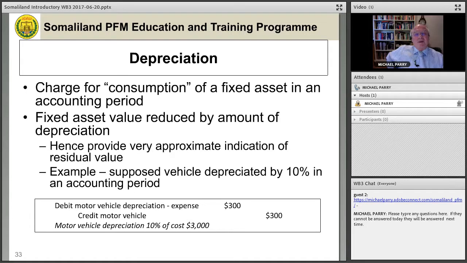Depreciation. Again, we haven't had any depreciation in our example, but it's something you'll be familiar with. Depreciation is a charge for the consumption of a fixed asset. A fixed asset is an asset which has a life of more than one accounting period, but in each accounting period you will make a charge which is the amount of that asset that has been used in the period. And usually it's done, well, invariably it's done in relation to the original cost of the asset.